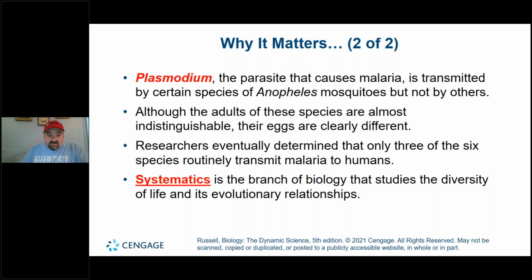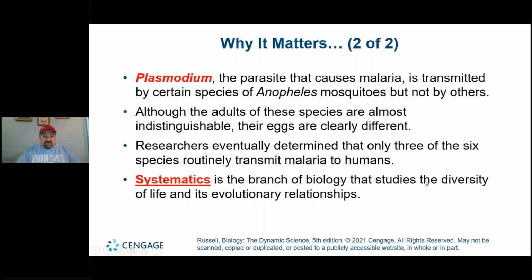You'll see here, though, that the adults of the species are almost indistinguishable as far as male and female. It's the female that will actually be the one to bite and remove the blood from us. Researchers eventually determined that, and they're the ones that will transmit this parasite. Only 3 of 6 species of the mosquitoes can actually do this, right?